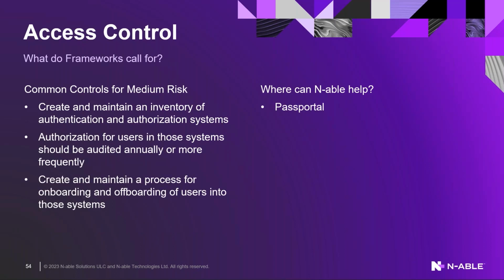So again, at the medium risk, they're asking you to create and maintain an inventory of authentication and authorization systems. So not only that you have a list of accounts, but where those accounts live, what systems are they using? Authorization for users in those systems needs to be audited annually or more frequently. And you need to maintain a process for making sure that you have a good onboarding and offboarding of users into those systems, so that whenever you're either adding or removing them, the proper authorization is being provided for them to whatever they need.